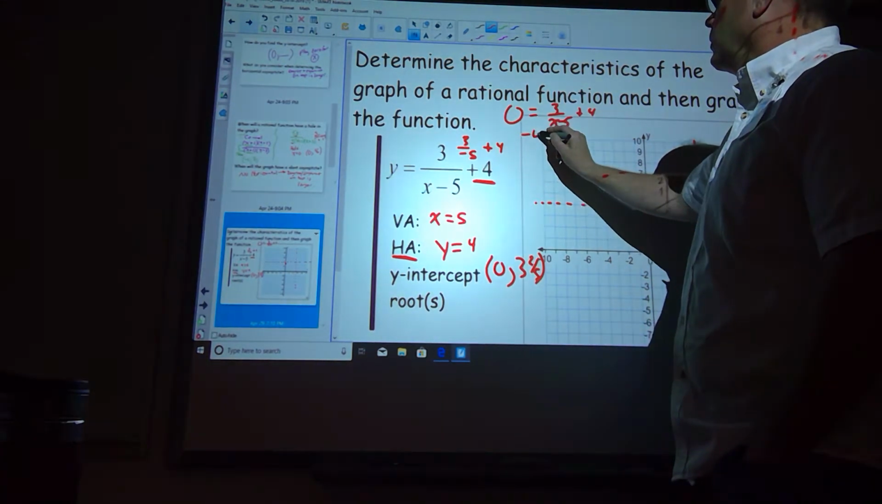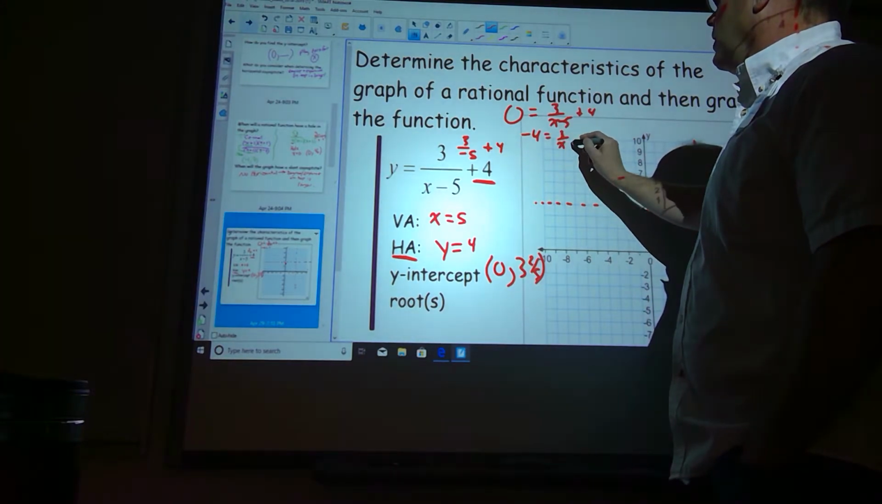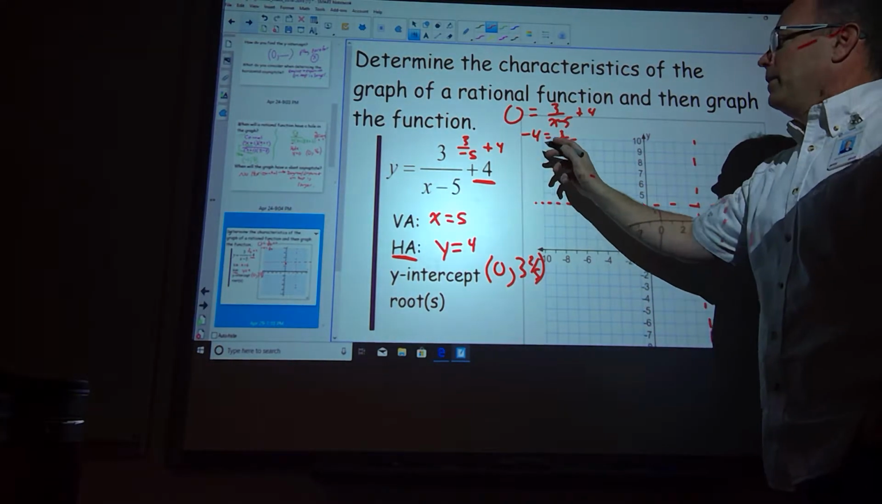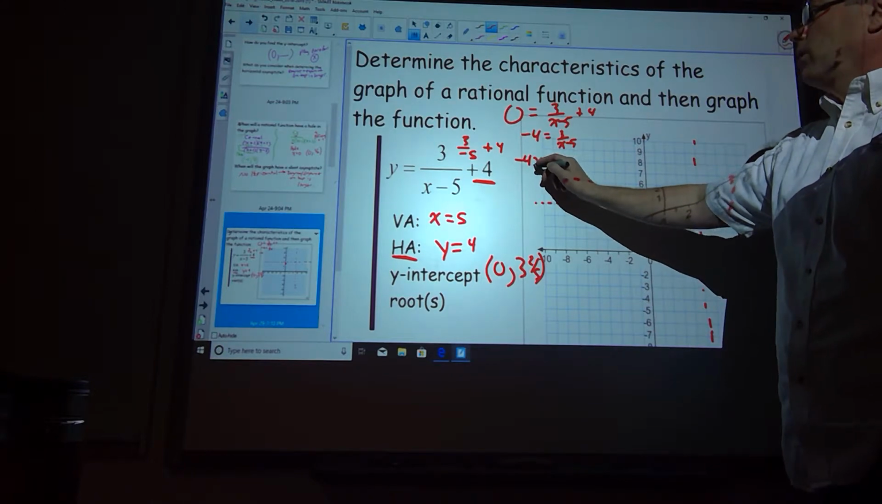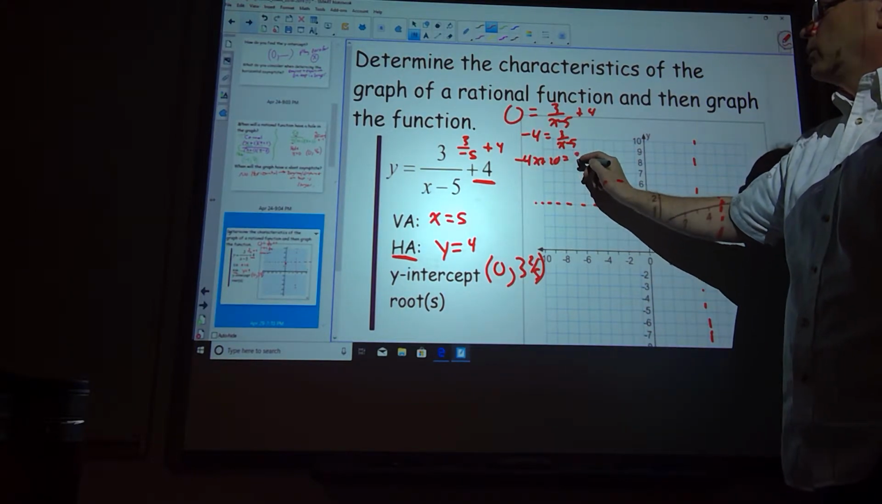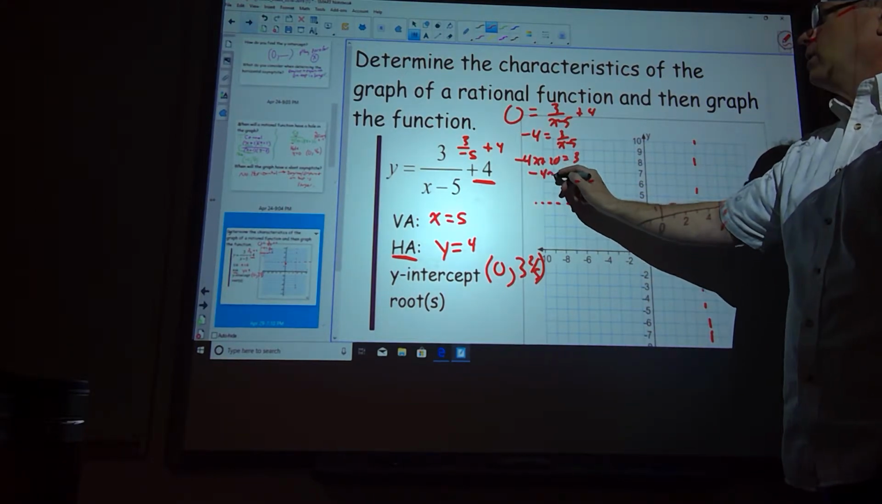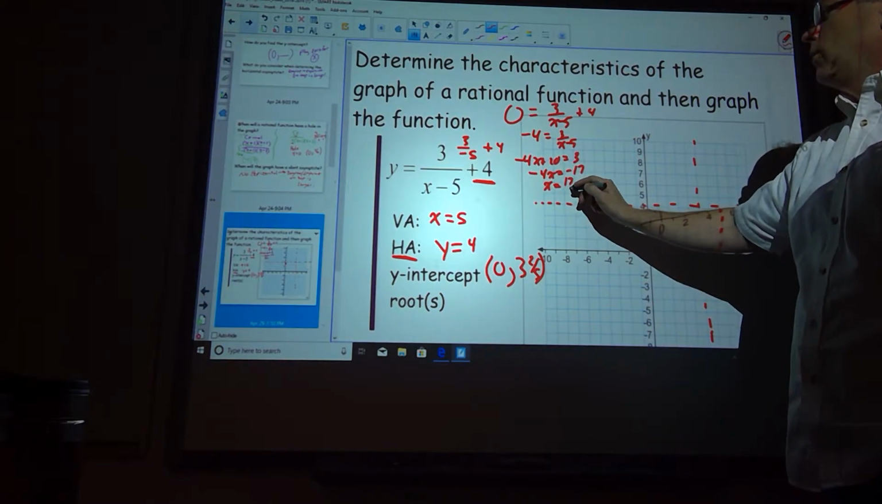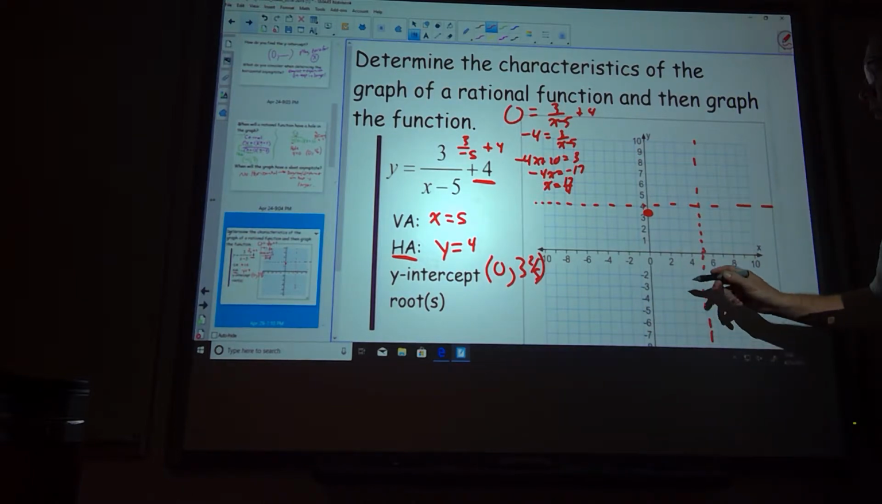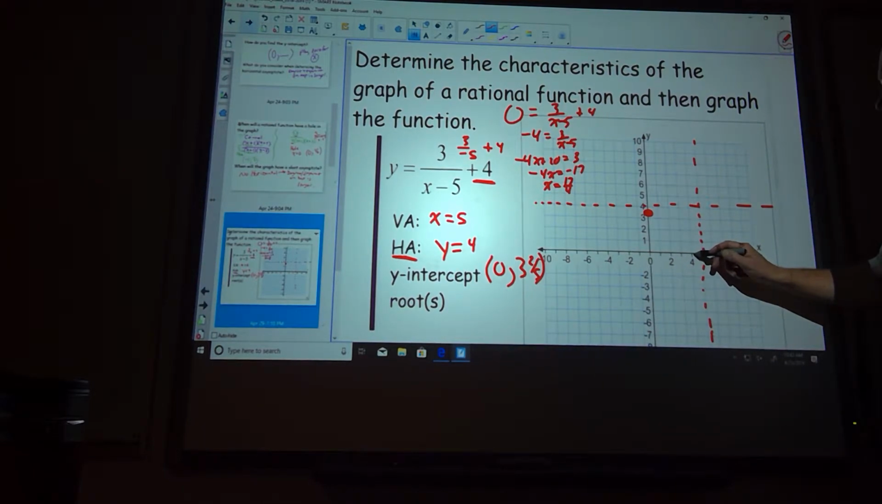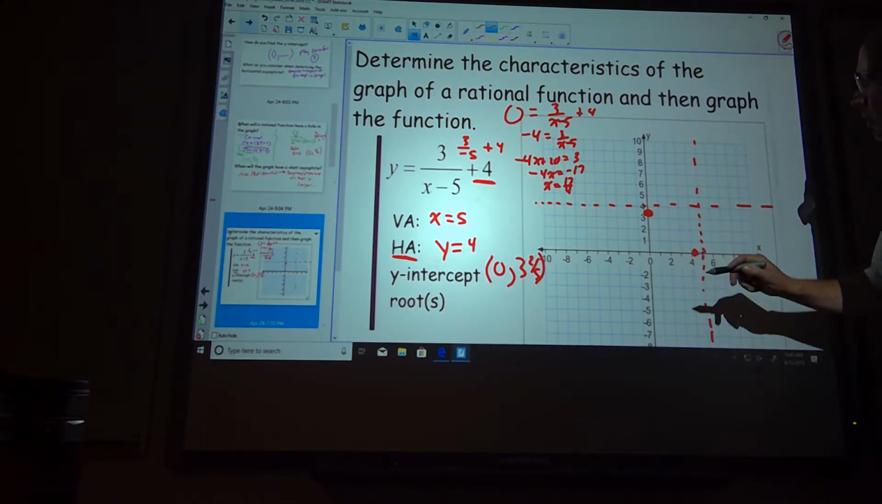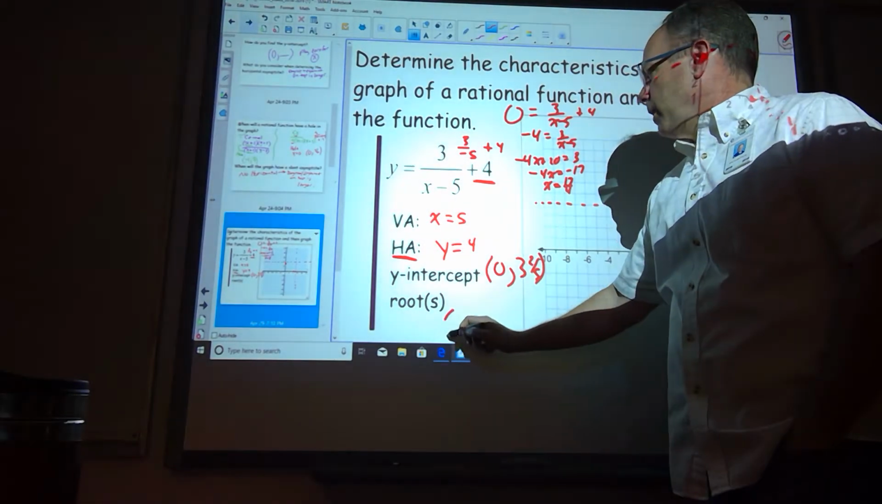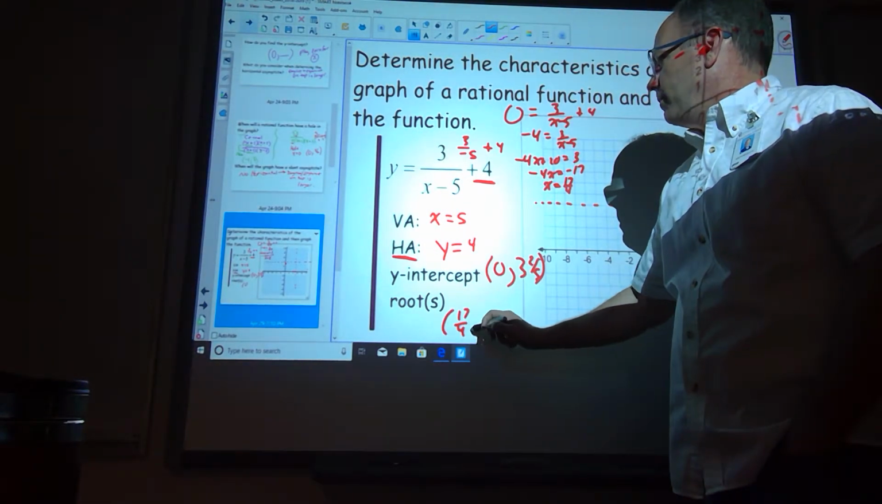Subtract 4. So this one's a little tricky because this is from the beginning. So then I get negative 4x plus 20 equals 3. Subtract 20. So x equals 17 over 4. So 17 over 4 is a little bit bigger than 4. So there's my only root. So my root is at 17/4, comma 0.